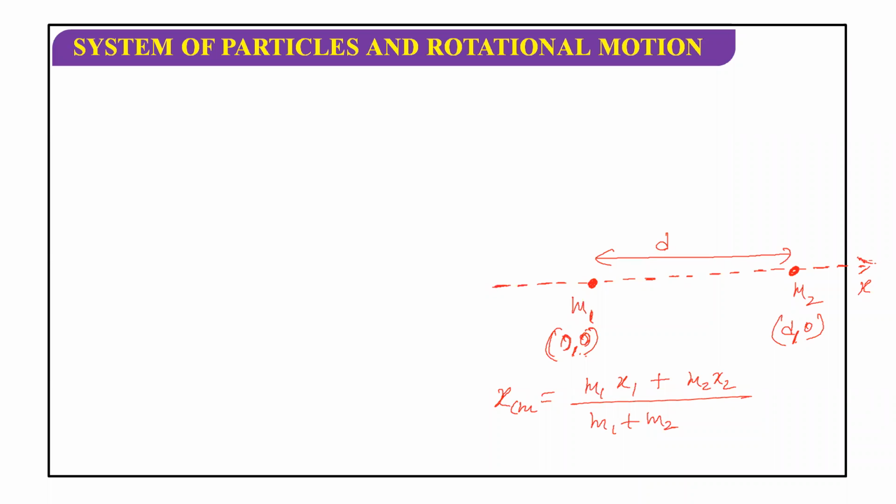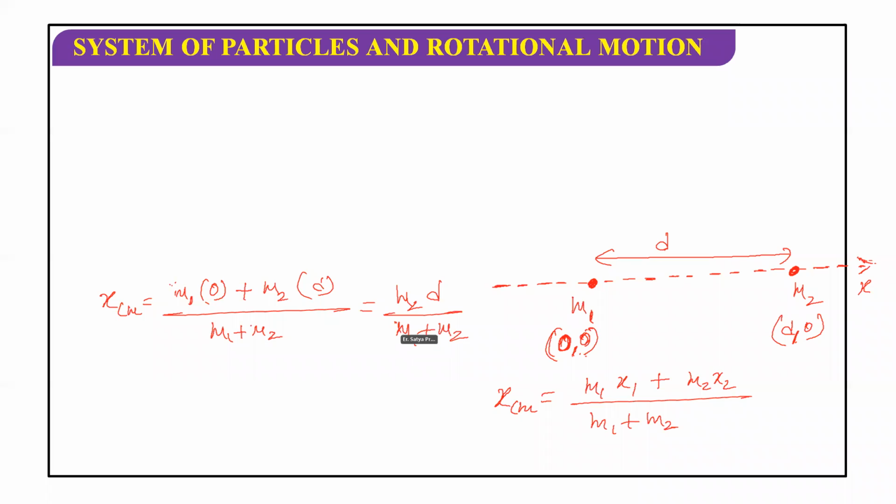So center of mass calculation for two objects M1 and M2, which are at a distance of d apart, will be M1 x1 plus M2 x2 divided by M1 plus M2. Now how much is x1? X1 value is 0. What will be x2? X2 is d. So what will be the formula? M2d divided by M1 plus M2. From which point? From M1. So center of mass will be somewhere here.